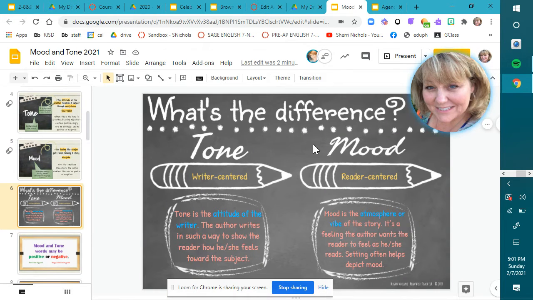So really, what's the difference? Tone is writer-centered. Tone is the attitude of the writer or the teller. The author writes in such a way to show the reader how she feels towards the subject. Mood is reader-centered. It's me. When I am reading something, how do I feel? What is my mood? It's the atmosphere or the vibe of the story. That's a feeling the author wants the reader to feel as he or she reads. Setting often helps depict mood.